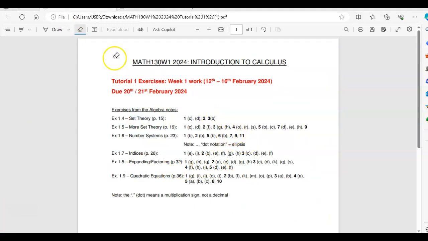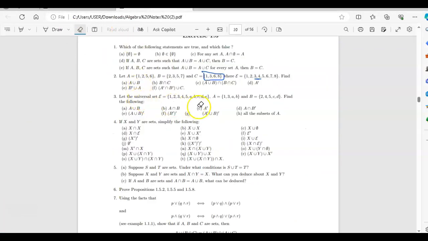Okay, the next question, 3G and then H. Okay, so 3G. What is not A or B, but not that? So firstly, not A or not B. First of all, what is not A? So 1, 3, A, B is A. So basically you need to find what's in not A. Just look at the universal set because this includes all the sets you're looking for.